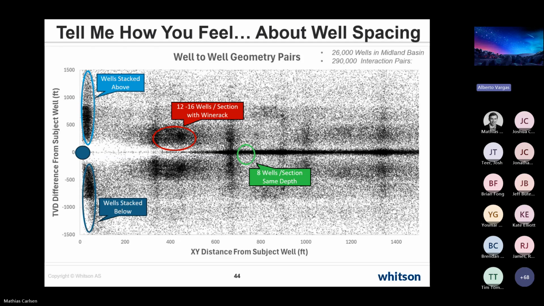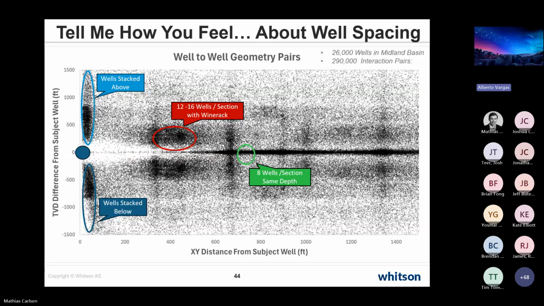We like to stack in Midland Basin. Out at about the 300 to 400 feet, and with a little bit of TVD separation, you can see a high density there in the red. So that's about a 12 or 16 wells per section wine rack pattern. And then at about 8 wells, I kind of have the green spot in the wrong spot there. But you can see at 660 feet, 8 wells per section, you also start to see a lot of density in that landing zone. So, but collectively, a lot of data for every basic spacing combination has been tried.